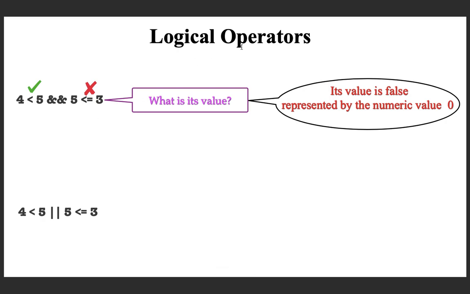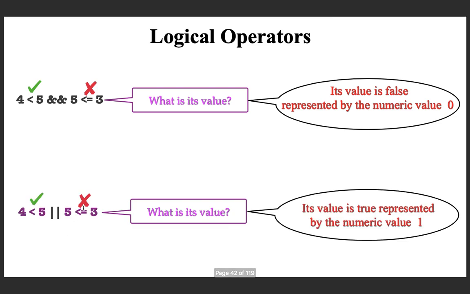So the next logical operator that we are discussing is logical OR, which is the pipe character twice. 2 pipe characters form a logical operator called logical OR. OR means either the first one is correct or the second one is correct. That is what we are going to check. So what is the expected value of this? 4 less than 5 is true, 5 less than or equal to 3 is not true. And OR will evaluate to true if any one of them is true. So its value is true.